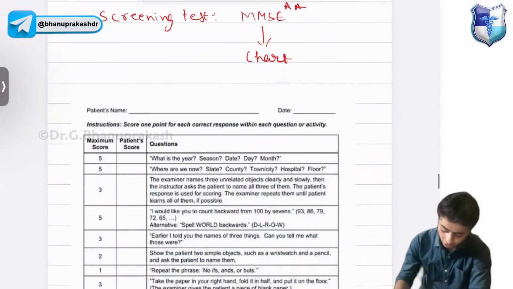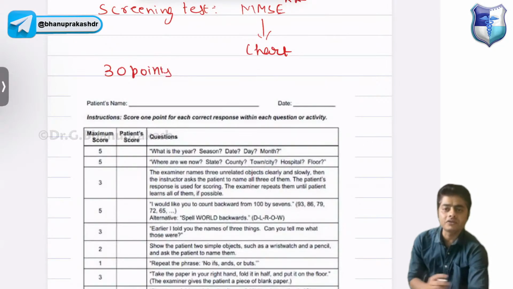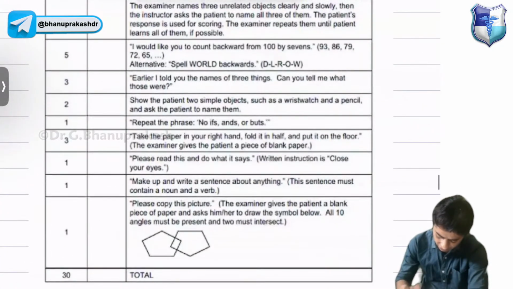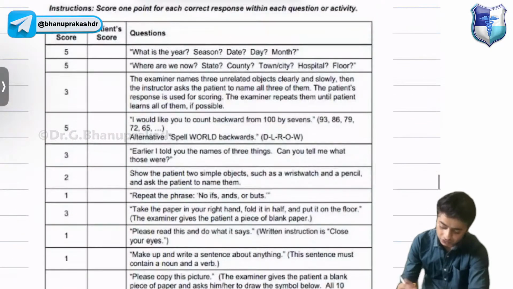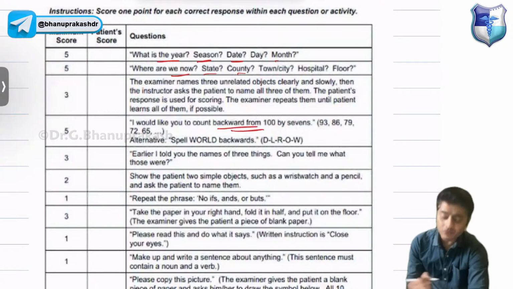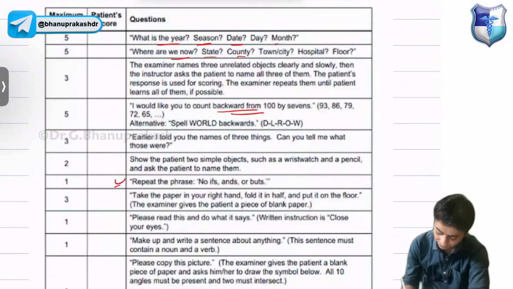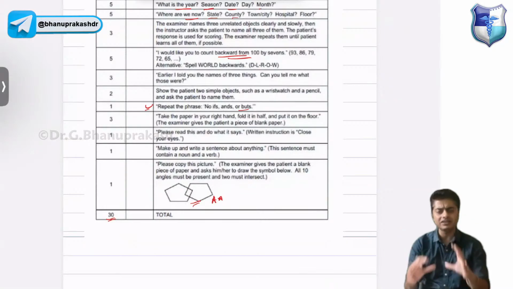Okay? Now, in MMSE, there are a total of 30 points. In it, you also have to ask the patient to draw a 3D figure like a pentagon. You have to ask which year is this, season, date, day and month, where are you now, state, country. You tell them to count backwards, subtracting 7 from each digit. Then you ask them to repeat some phrases. Ask about memory, visuospatial ability, all these things are there.